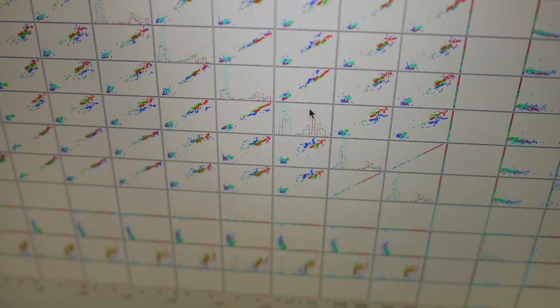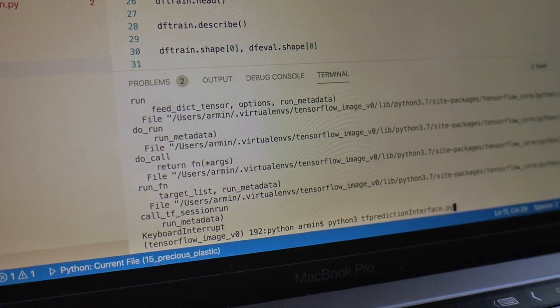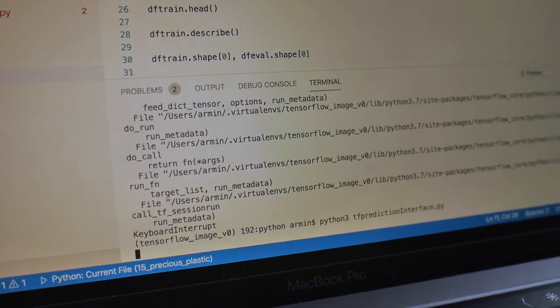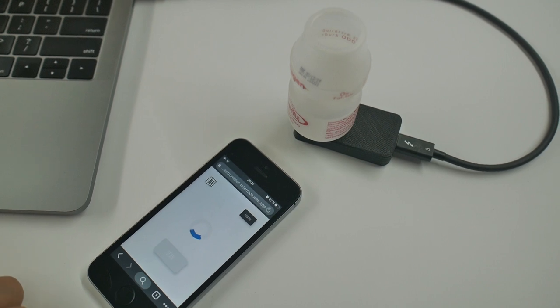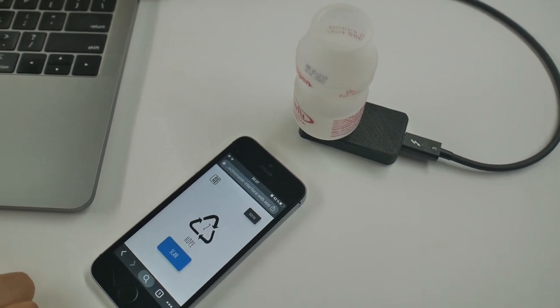It's impossible for us as humans to understand all that data and find patterns. So we use machine learning to help us decide what kind of plastic it is. It does all the hard work for us, and we just see the result on our laptop or phone.